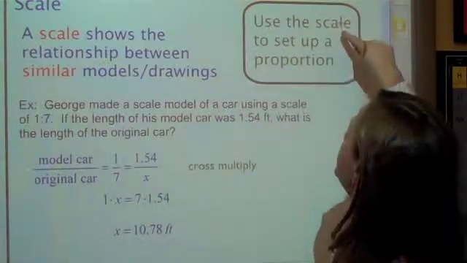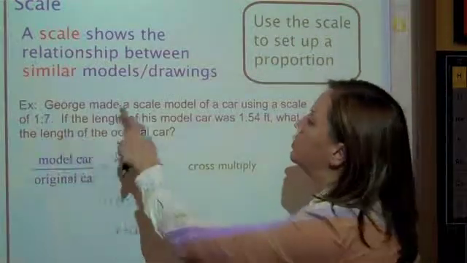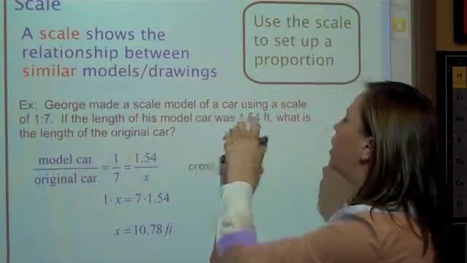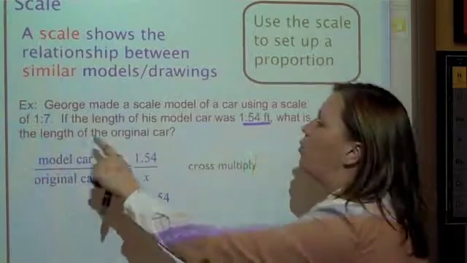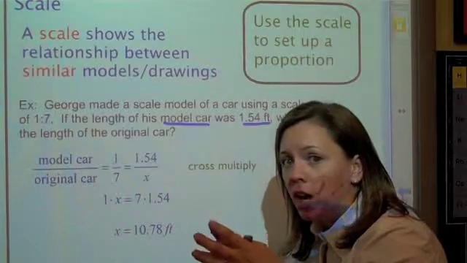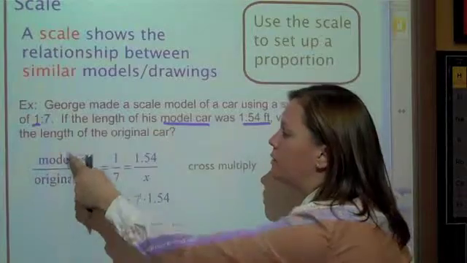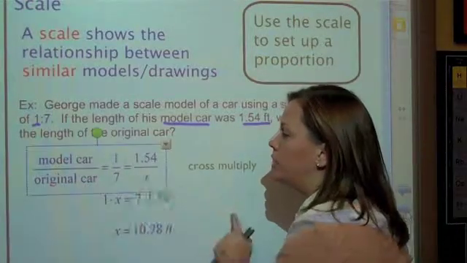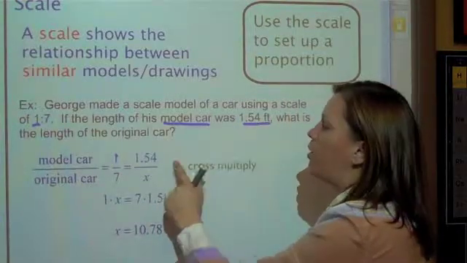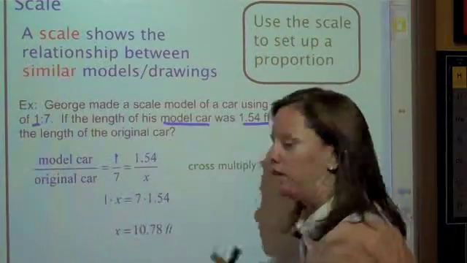So we're going to use the scale that's given to set up a proportion to solve the problem. So in this example, George made a scale model of a car using a scale of 1 to 7. If the length of his model car was 1.54 feet, what is the length of the original car? Now we know that the model car is the smaller car, so that's matching up with the 1 in our ratio of 1 to 7. So think about our ratio. The model car to the original car is going to be in the ratio of 1 to 7, and that's going to equal the length that we know for the model car, 1.54, to the length that we're looking for, which is x. You could call it any variable you want.